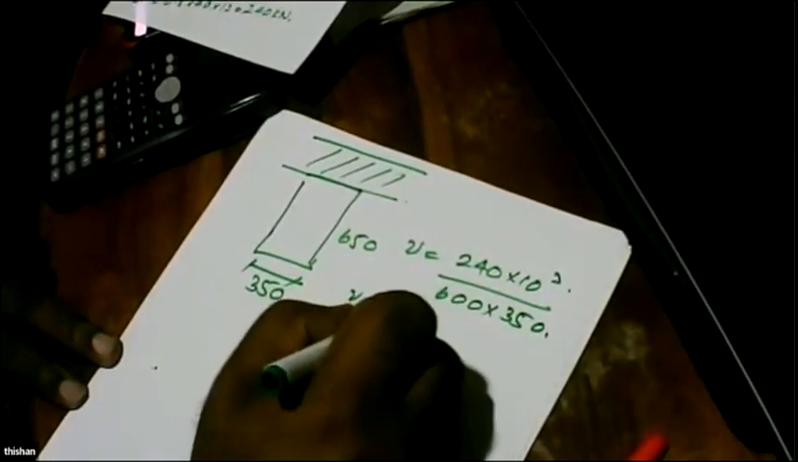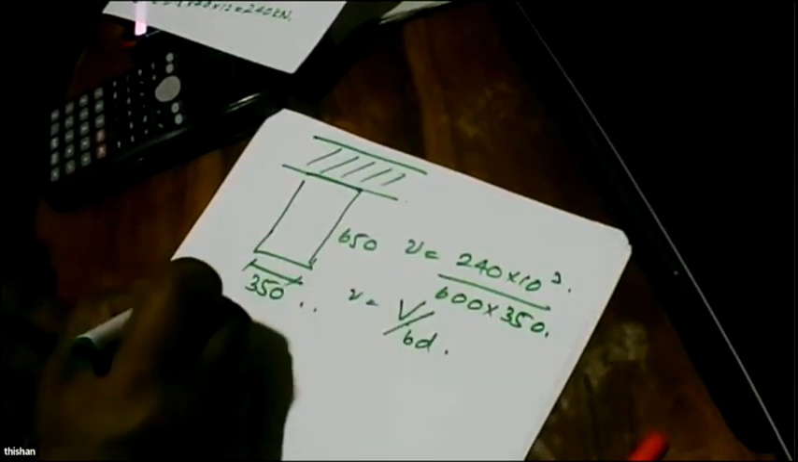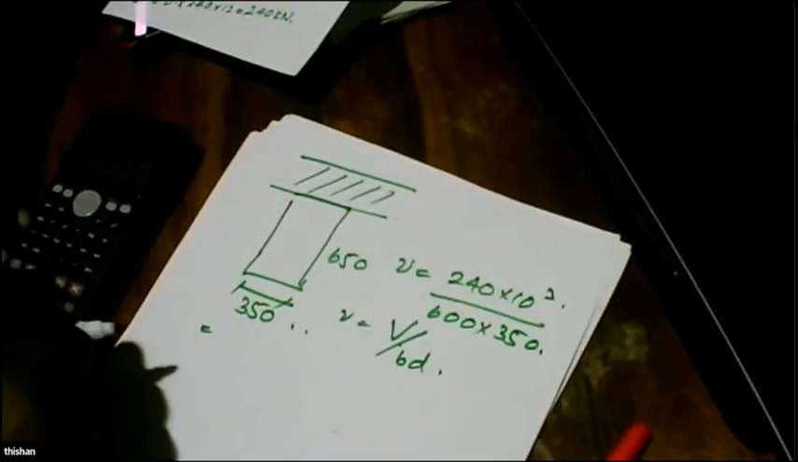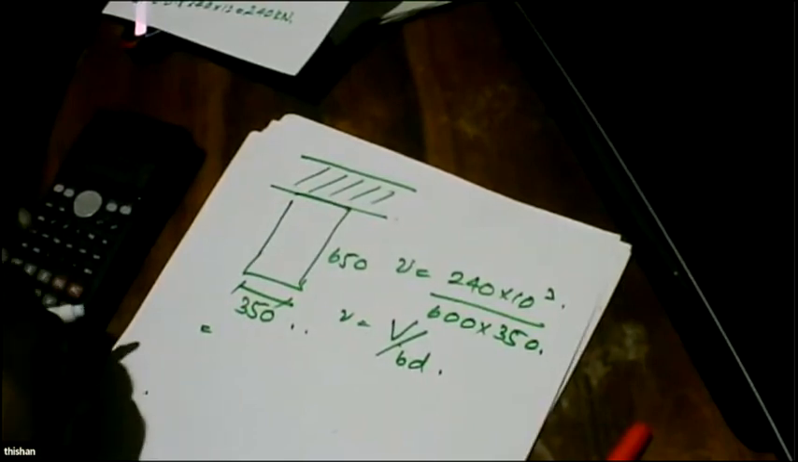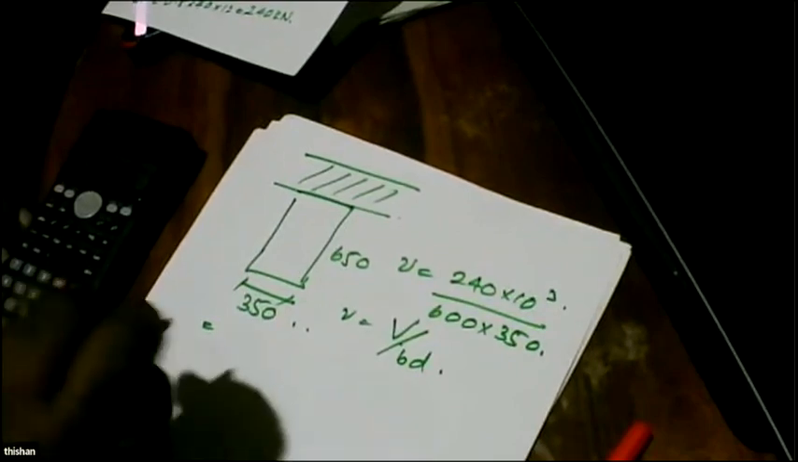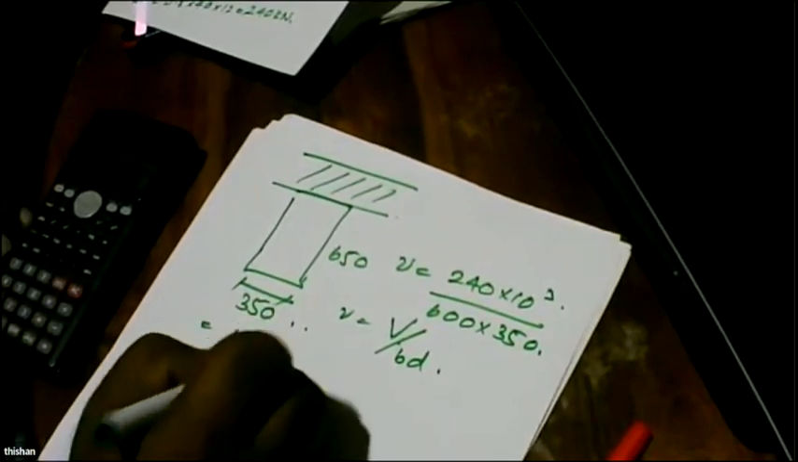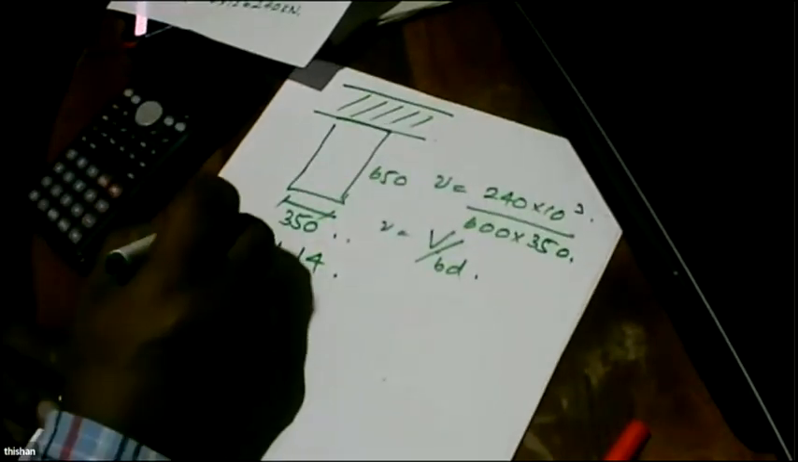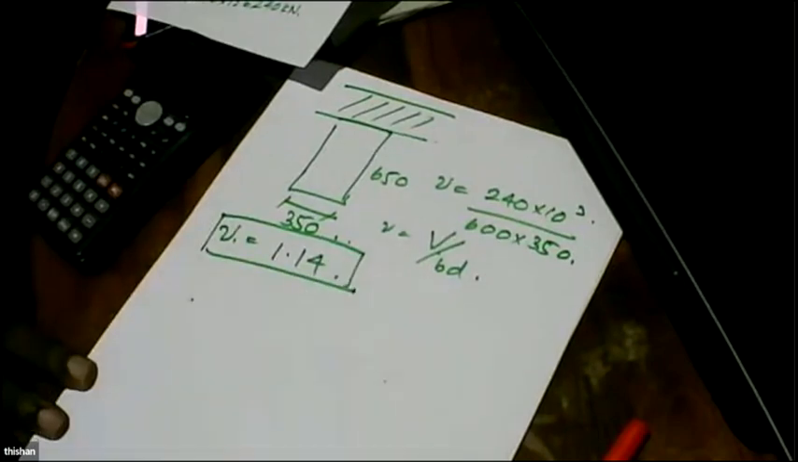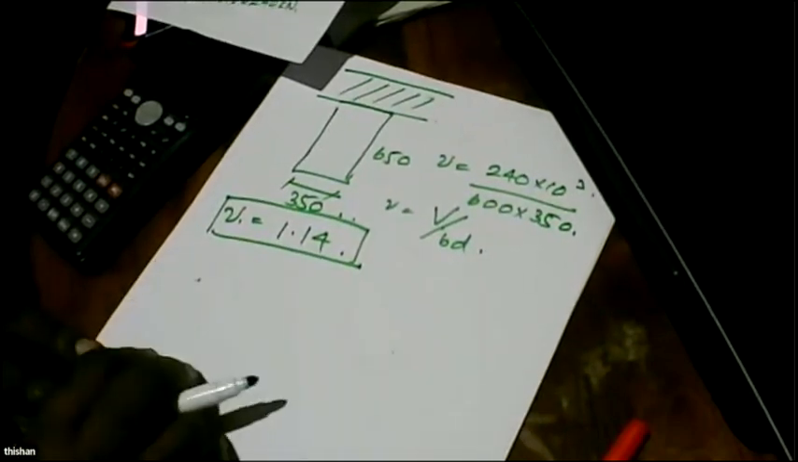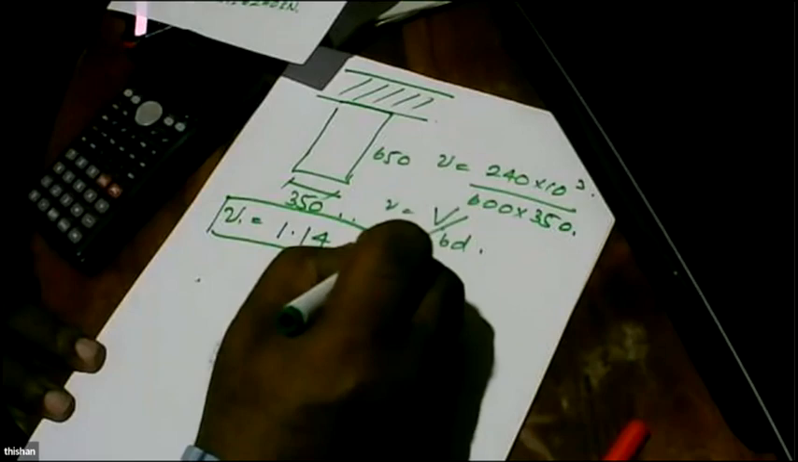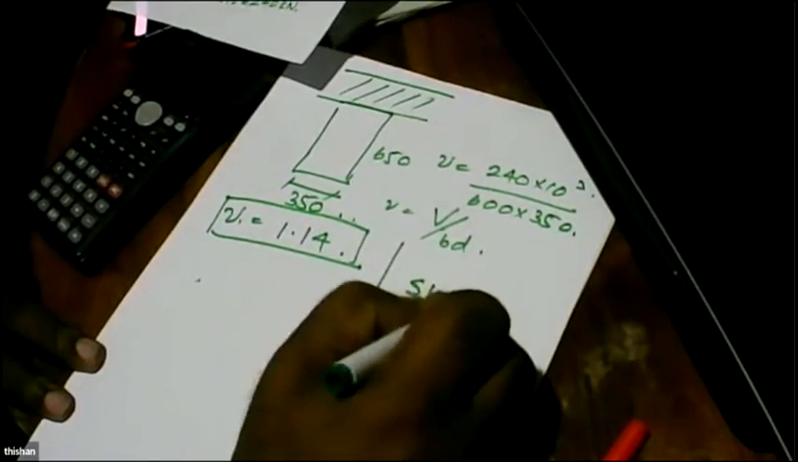Simple v is equal to capital V over bd. And if you look at this particular value, you get 240 into 10 to the power 3 divided by 600 divided by 350, and the answer is 1.14. Simple v is 1.14, and you will find it's not a very significant shear stress. The shear stress is very low, and that is the beauty of this method. Why? Because we are reducing the self weight as much as possible.